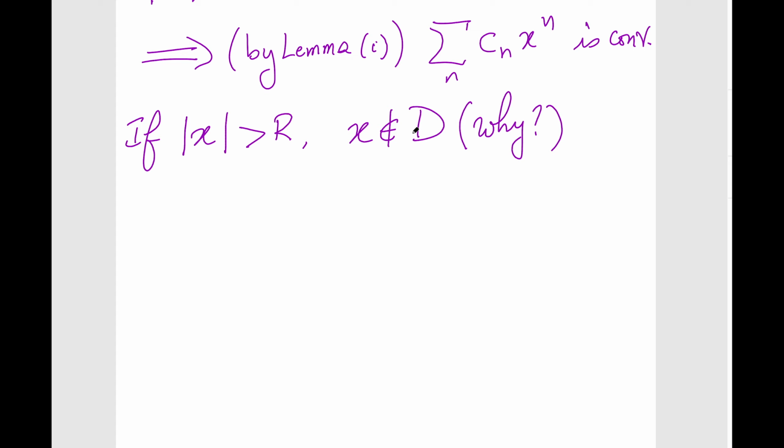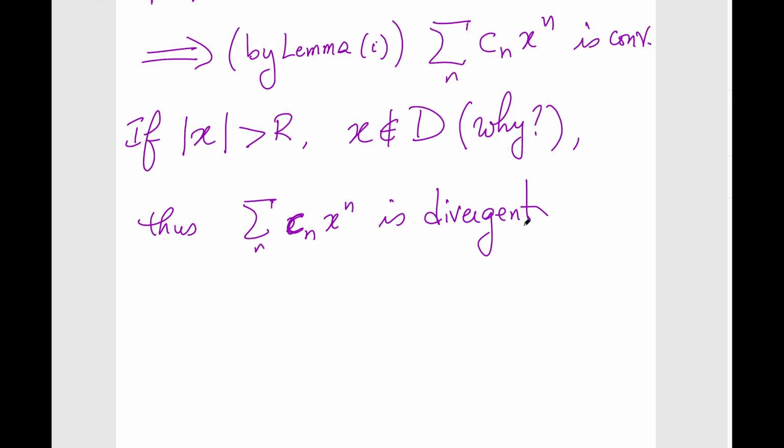So again, if x were to be in D, then by the previous lemma part 1, we can infer that there exists a number in D bigger than R, and as such it's gonna violate the fact that R is the least upper bound. Okay, all right, and therefore the series sigma Cn x^n is divergent as desired, right?